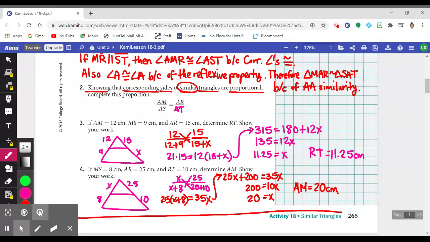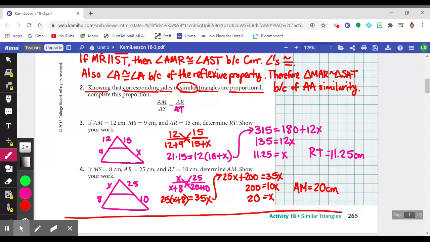This side of the smaller triangle, AM, which is 12, corresponds to this side of the larger triangle, which is 12 plus 9, which I show is 21 here. And likewise, on this other side, AR, which they told us is 15, corresponds to AT, which would actually be 15 plus X, just like we did 12 plus 9 to find AS. That's what is represented here.